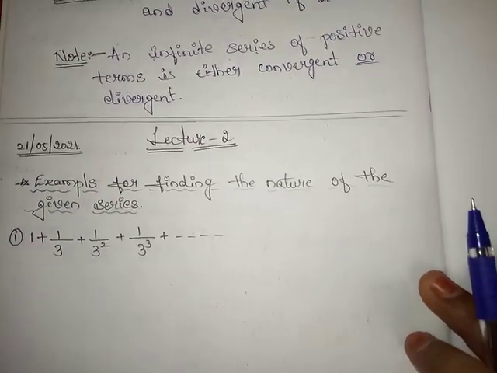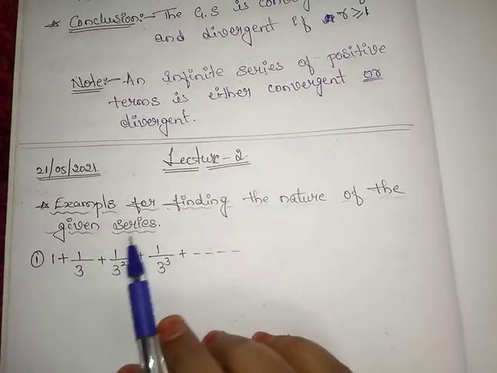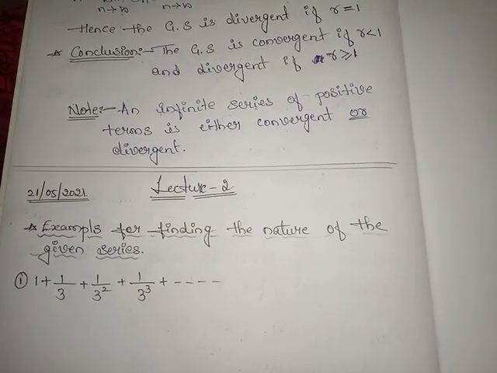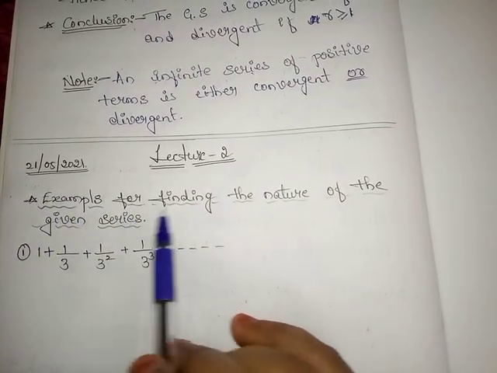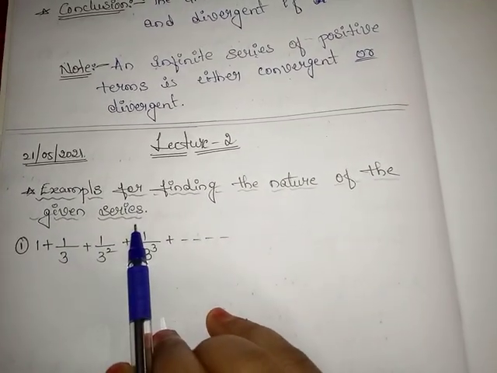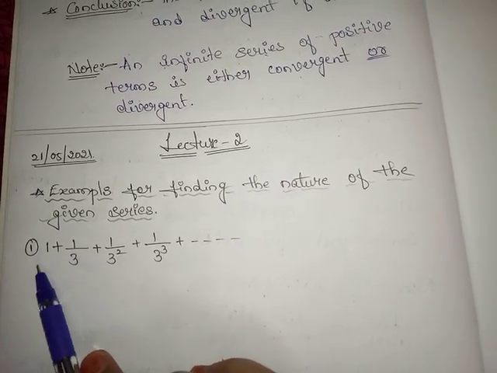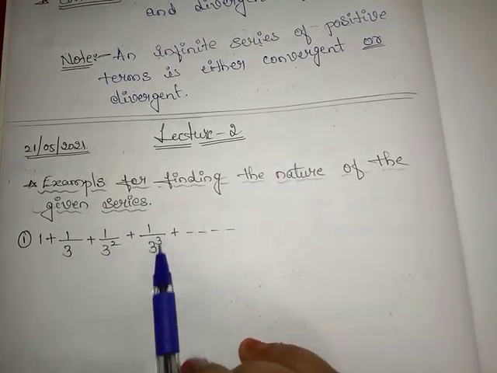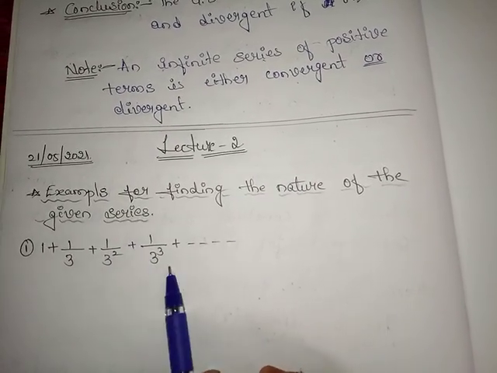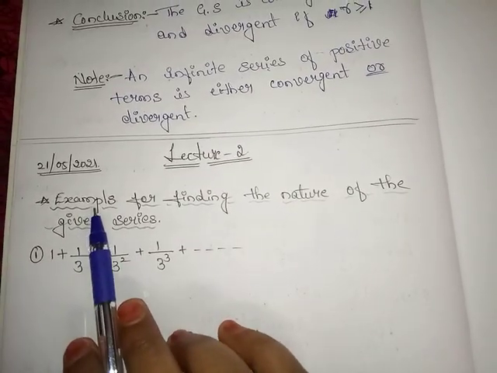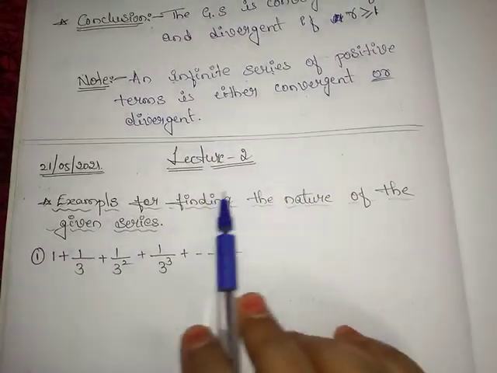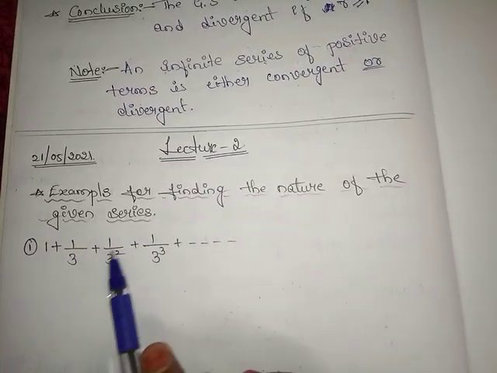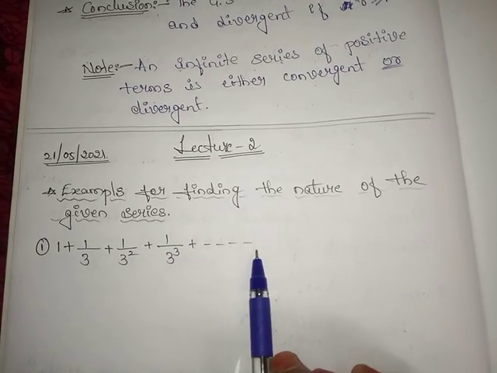Today we will discuss some examples to find the nature of the given series by remembering the previous results. Examples for finding the nature of the given series. The first example is given like this: find the nature of the given series. The given series is 1 plus 1 by 3 plus 1 by 3 square plus 1 by 3 cube plus and so on.